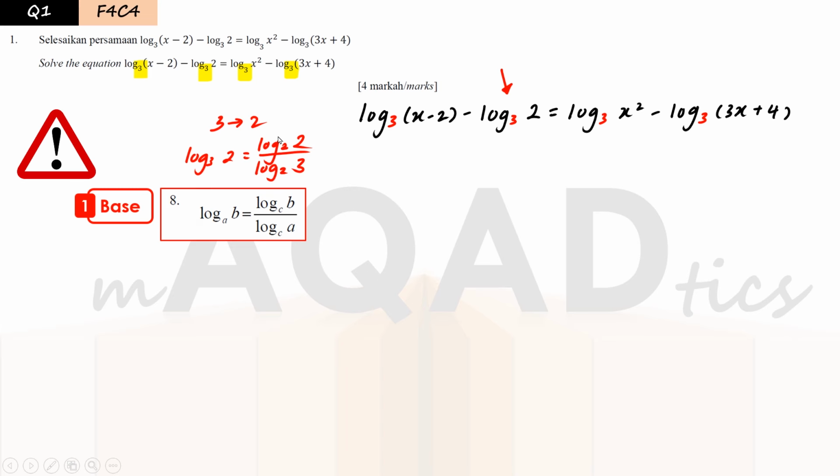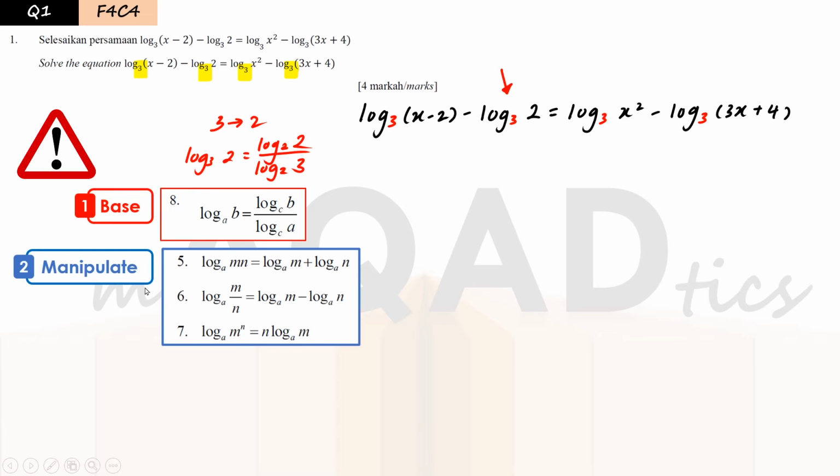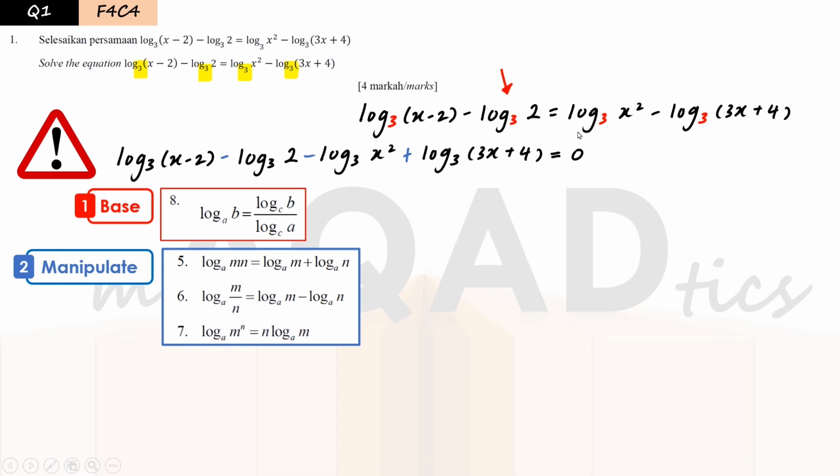Now the second step is to manipulate, which means we are going to use these formulas to simplify all of these logs even further and to find the value of x. But firstly, let us move all these logs which are on the right side to the left first. So it will look something like this. For the values which are positive, once we move to the other side, they become negative. And for the negative values, if we move to the other side, they become positive.